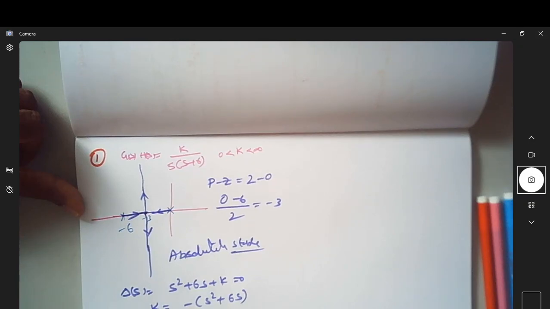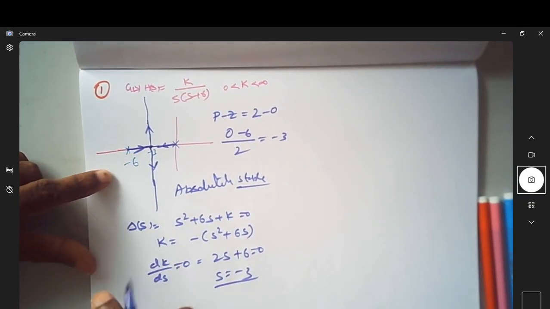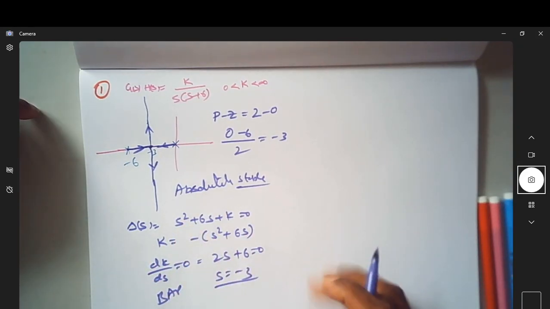Then s is equal to -3. So that's what we saw as the breakaway point. This is to find the BAP. So it is so easy.